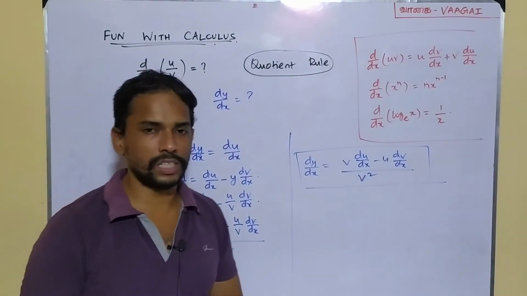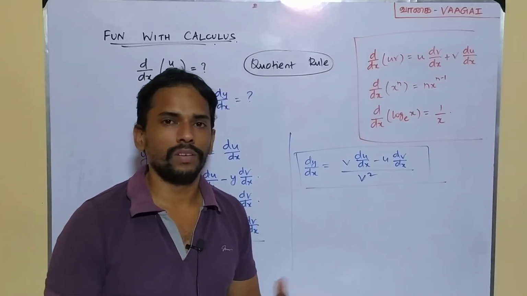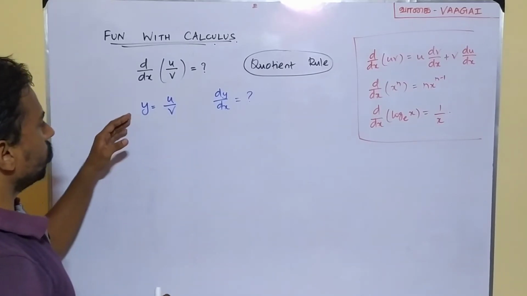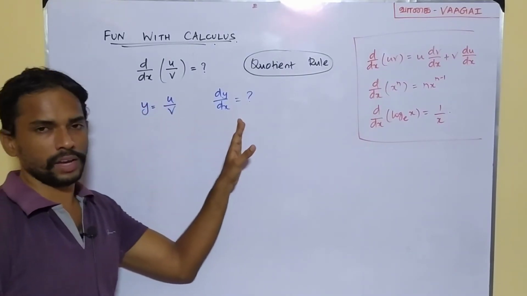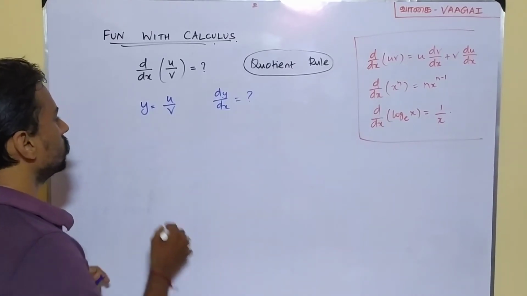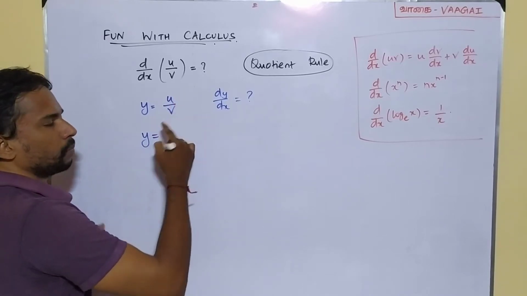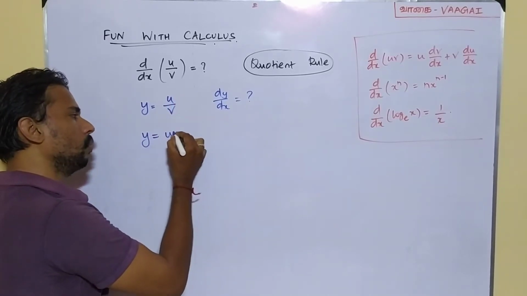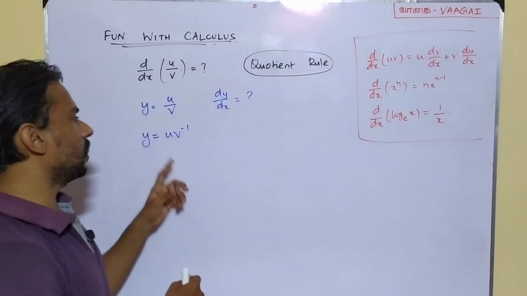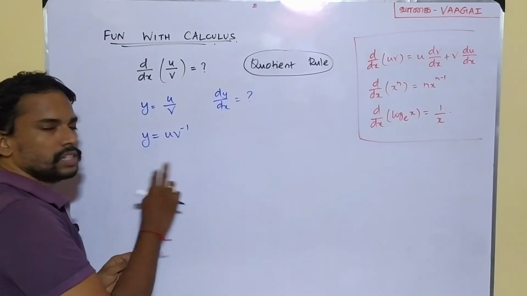And let me just try to do the same derivation with the second approach. Yes, we go for it. For the second approach, again we start the same way. I'm going to take y is equal to u by v, and again we are going to find dy by dx. But this time, I'm going to just rewrite this as u v inverse. I can do that, right? Because 1 by v I can write as v power minus 1. That's what I'm doing. And now I'm going to differentiate on both the sides.